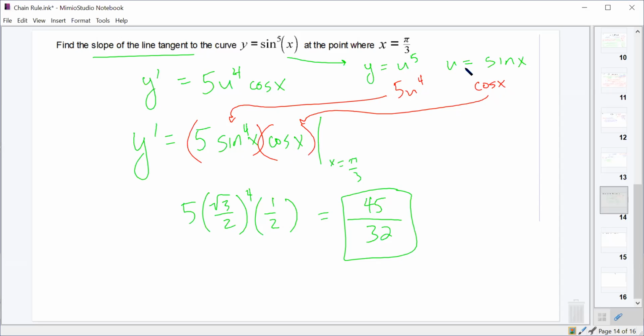It's u to the fifth with u equal to sine x. You got to multiply the derivative of this by the derivative of this. Okay, thank you. Does that make sense? Yep. Okay, cool.